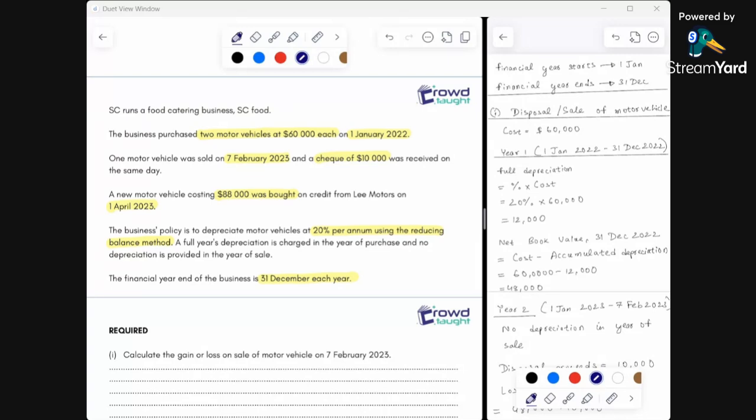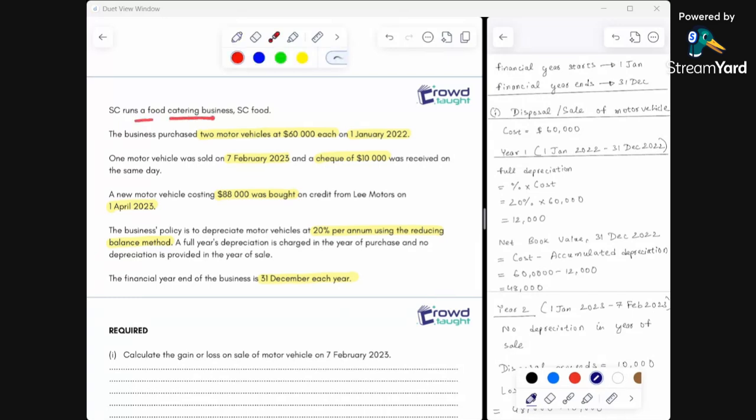What we've got here today is a practice question where you will learn to calculate a gain or loss on the sale of a non-current asset and also learn to prepare the non-current asset account. You can see the question on the left hand side of your screen, and on the right hand side we'll have all the workings which I'll run you through step by step. So with that being said, let's begin.